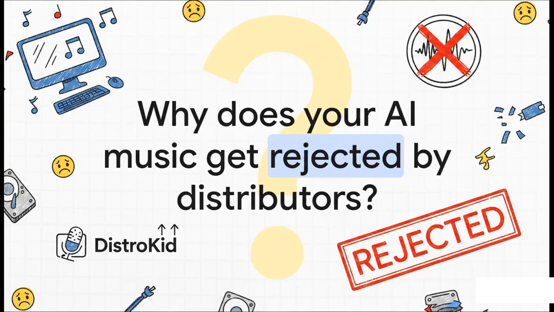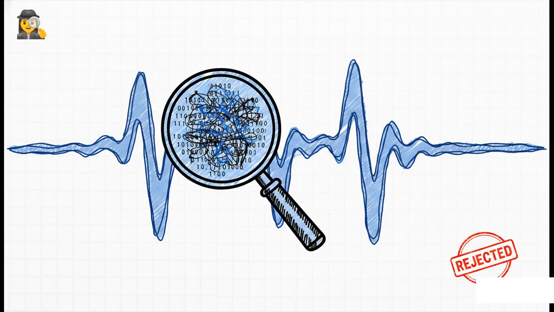Okay, let's just get right to it, because you've probably been there. You spend hours, maybe days, crafting the absolute perfect track with a tool like Suno or Udio. You're excited, you're ready to share it with the world, and then rejection. Your distributor, maybe DistroKid, flags it as AI generated. And just like that, all that hard work feels like it's gone right down the drain. So frustrating, right? So, what is actually happening behind the scenes?